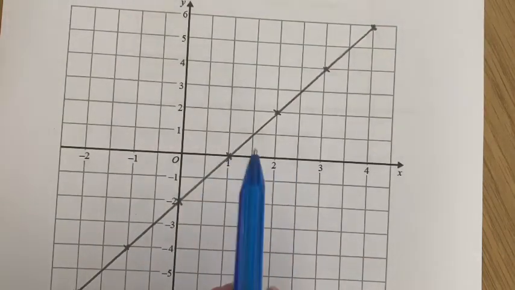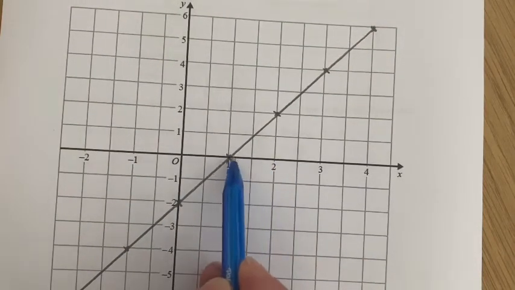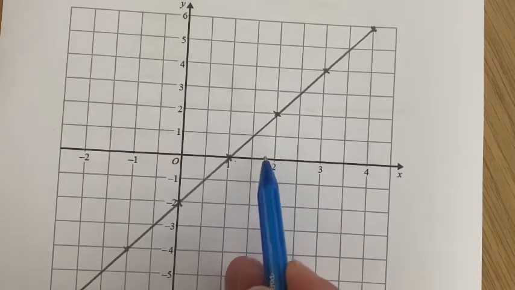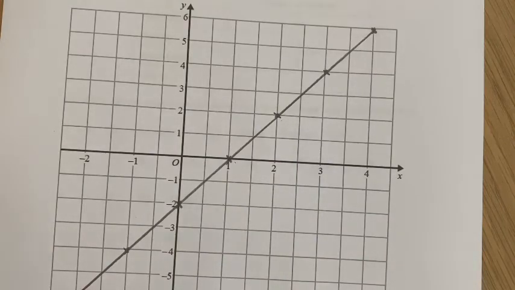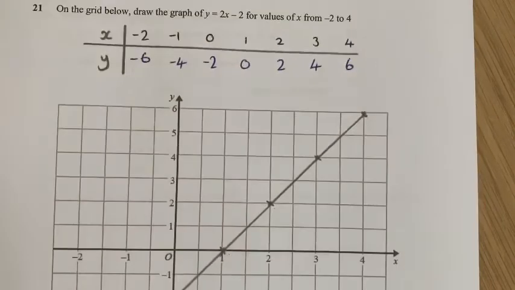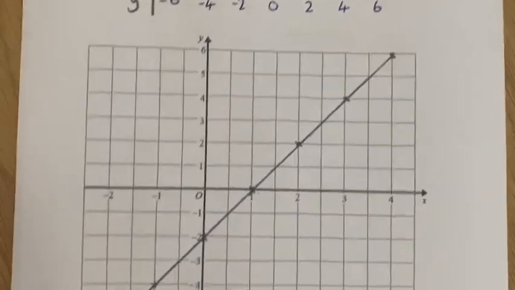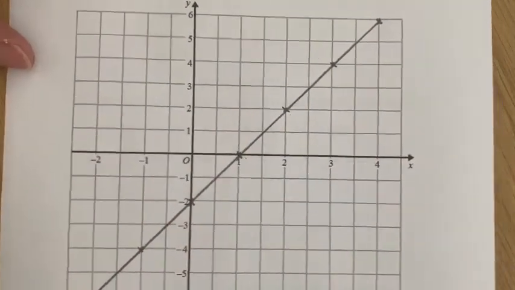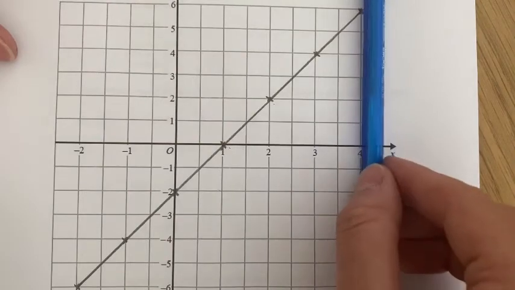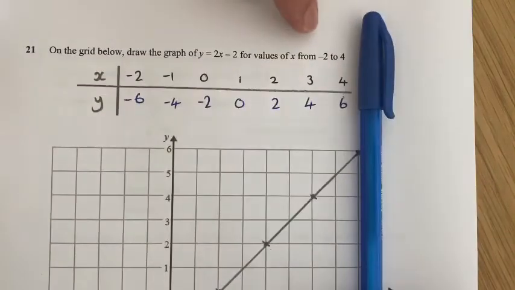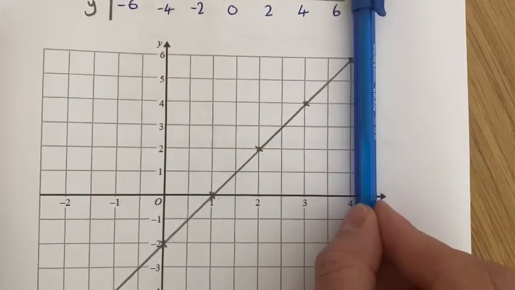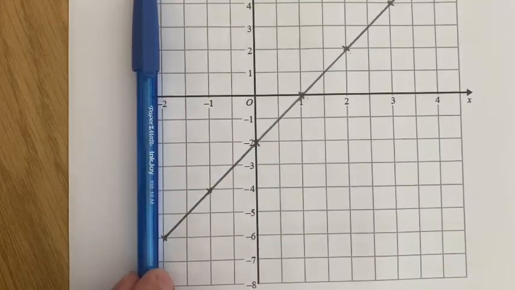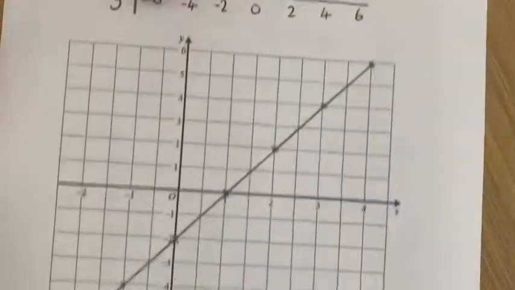Like I said, you've got to be really careful with the scale here. 1 unit across happens to be 2 squares, and 2 units up also happens to be 2 squares. So be really careful with the scale if you're using that method. Either way, this is what you'll end up with, and you must make sure that your line doesn't go beyond the 4. It says to do it for x values from -2 to 4, so make sure it goes along to the 4 and along to the -2, but not any further.